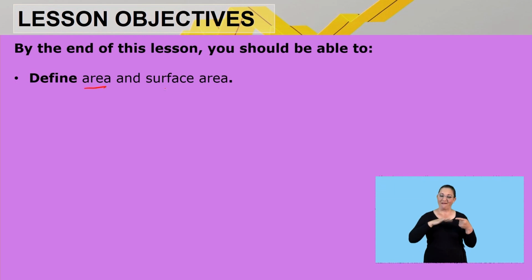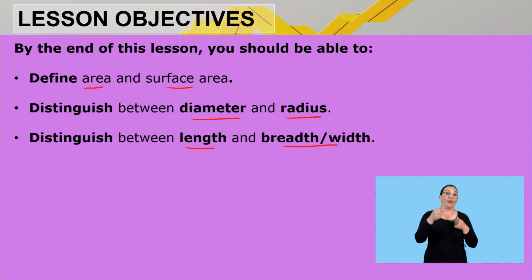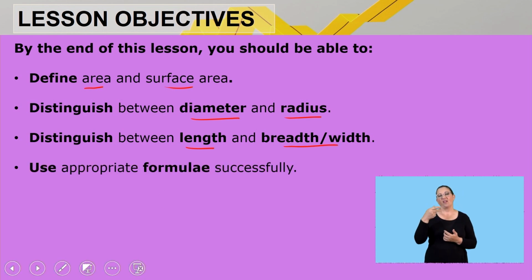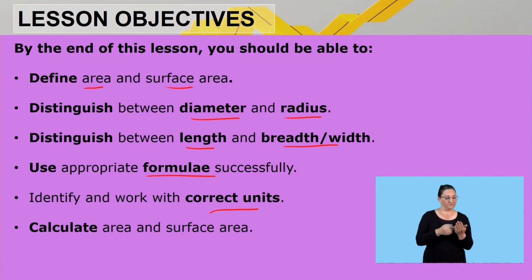So what are our lesson objectives? By the end of this lesson, you should be able to, first of all, define area as well as surface area. You must be able to distinguish between diameter and radius. Also be able to distinguish between length and breadth, also referred to as width. You must also be able to use appropriate formulae successfully. And remember, in our subject, we normally provide you with the formula, but sometimes it's necessary for you to select the appropriate formula. Then also, you must be able to identify and work with the correct units. So lastly, also important, calculate area as well as surface area. Guys, I hope that's all clear to you.